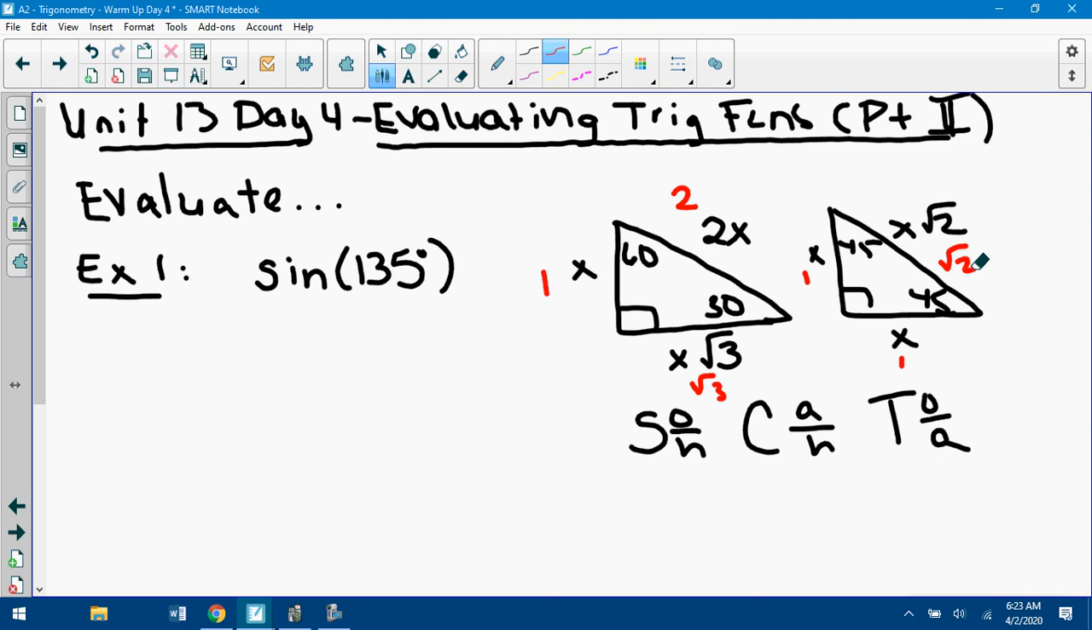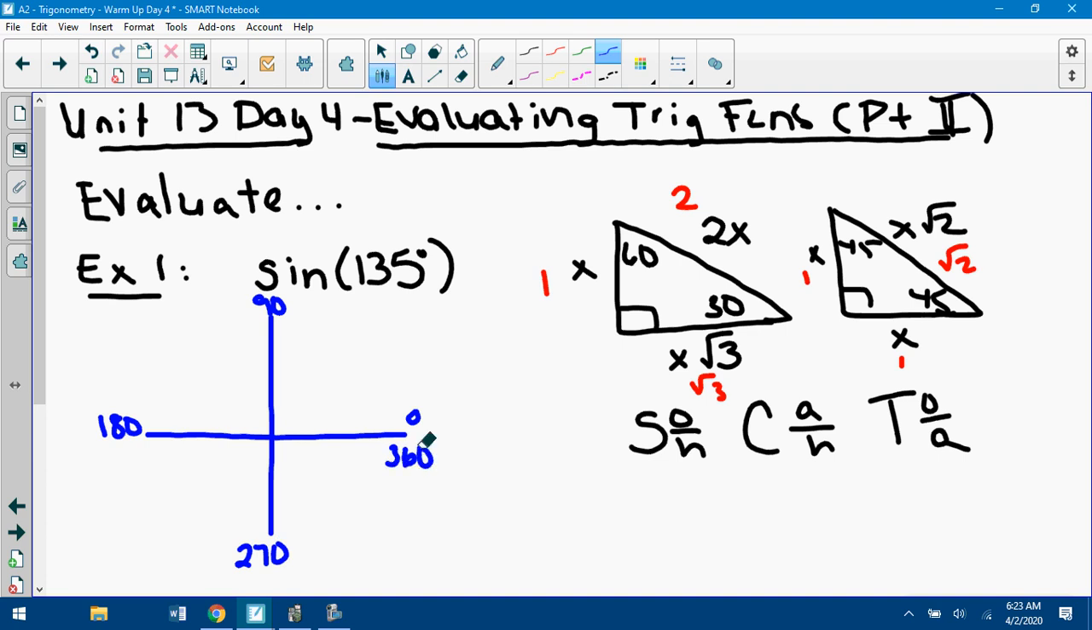Okay, so let's get back to the example. Sine of 135. You're going to start exactly like we did yesterday, and you're going to draw that picture. So we're going to do 0, 90, 180, 270, and 360. I still want you to be writing those quadrants out. 135 would be in which quadrant? Quadrant 2. That's 135. We draw our triangle straight down to the x-axis.